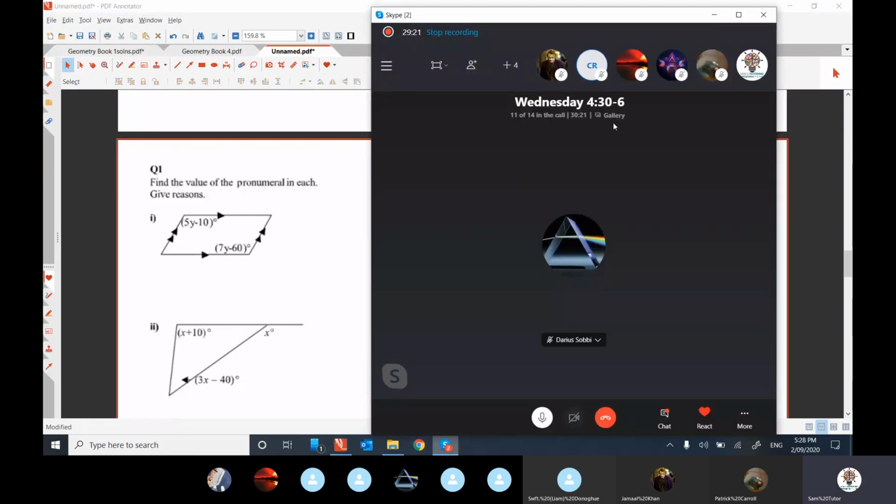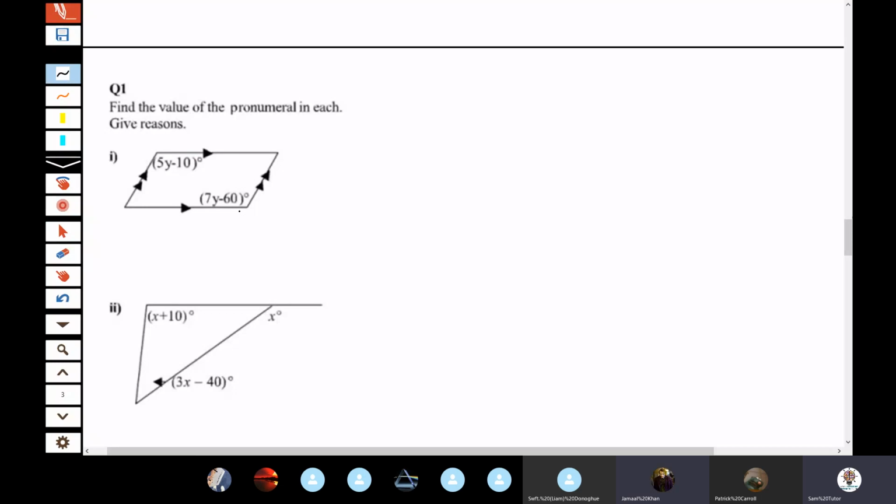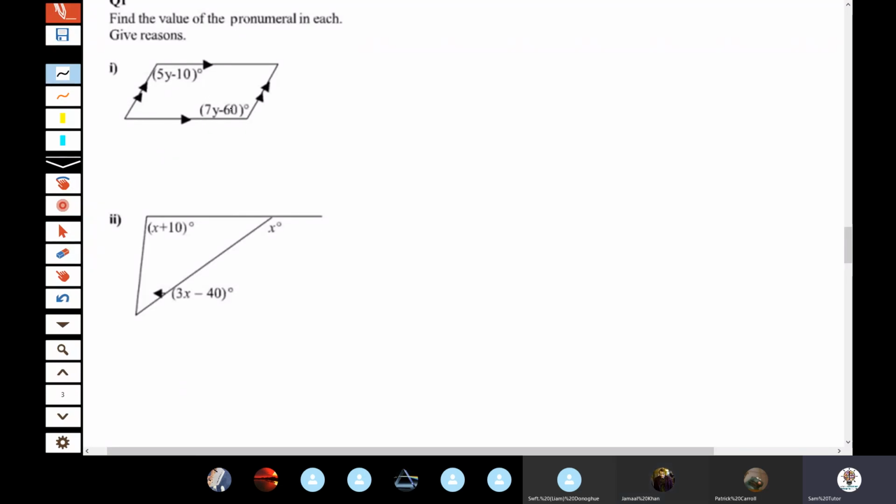Question 1 here. Let's see who hasn't had a go yet. These guys are fine. Jamal, question 1I. Yeah. Let's do it. Again, it's up to you. We just did one very similar to this. So you either know the rule. Do you know why these two are equal to each other? Opposite angles in a parallelogram are equal. That's it. We're going to use that one.